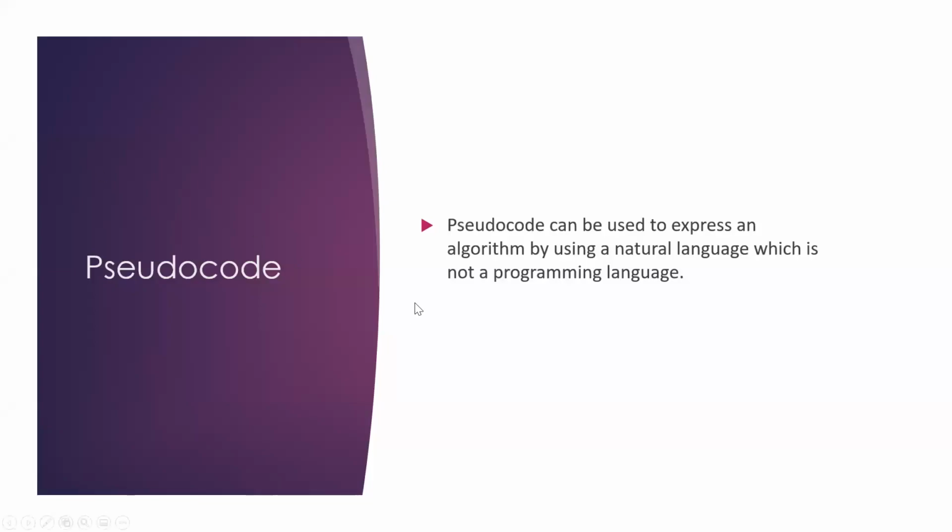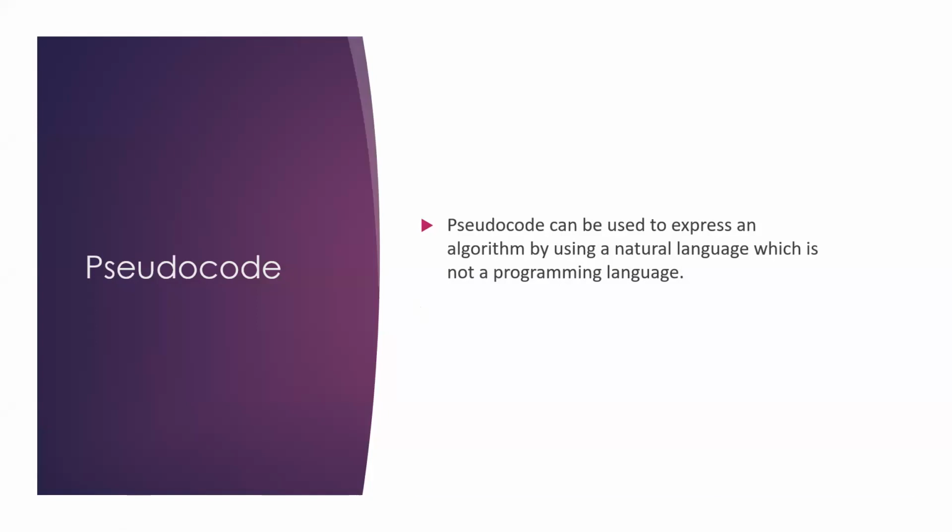And pseudocode can be used to express an algorithm by using natural language. It's not a programming language. Pseudo means it's not a real programming language. So what we want to do is use simple English to represent the code.